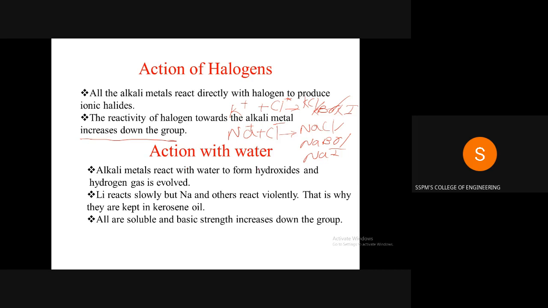Then the reaction with water. Alkali metals react with water to form hydroxides. So water gives the reaction. After dissociation, water gives H plus and OH minus. Then Na plus will react with this OH minus to form hydroxide, that is NaOH. So alkali metals react with water to form hydroxide, and hydrogen gas is evolved.